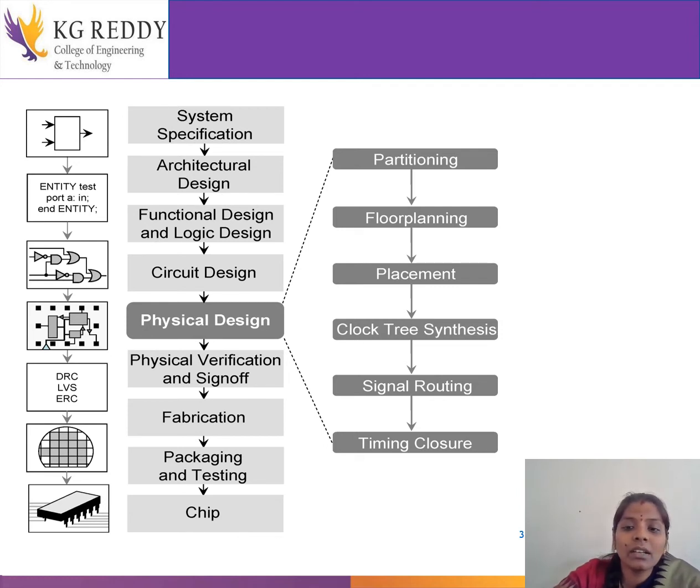Then next is clock tree synthesis. In this clock tree synthesis, we include some buffers, some inverters. Generally, clock tree synthesis is a process of inserting buffers and inverters along the clock paths of an ASIC design to balance the clock delay to all the clock inputs.